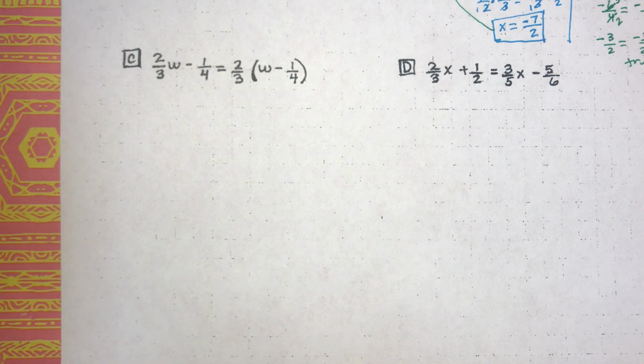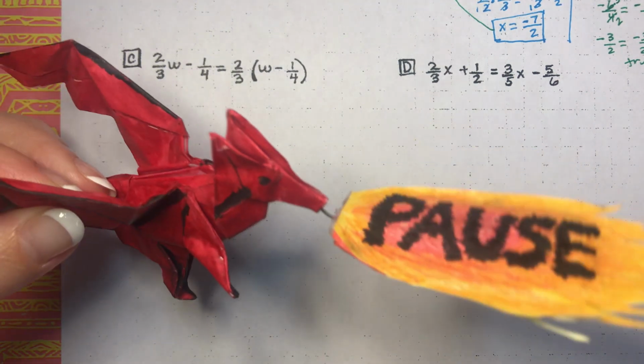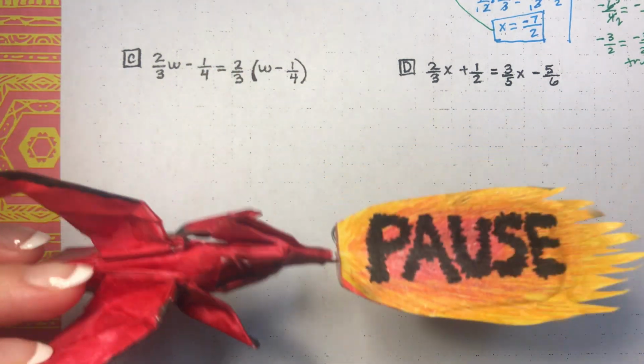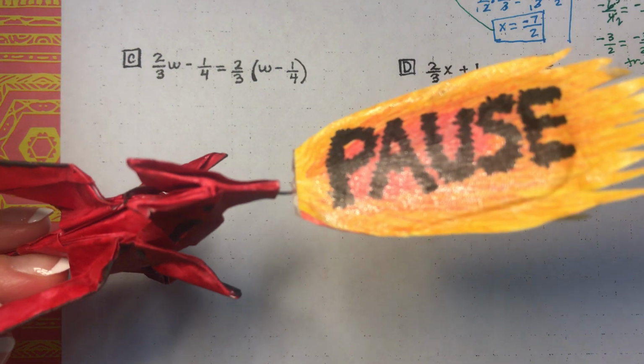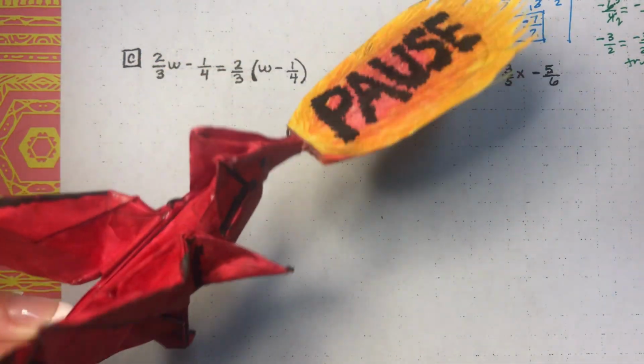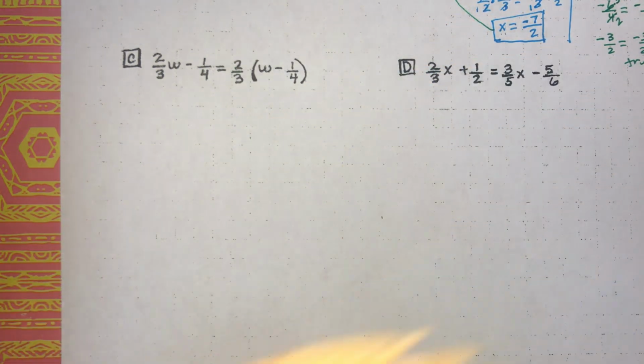Okay, let's go down to C and D. And I'm going to give you a chance to work on these on your own. So there's my friend the pause dragon reminding you to pause, work out these problems. Remember to write in pencil. When you get done, press play and look at the results and make sure you do your checks as well. Check by hand. All right, we'll see you in a bit.